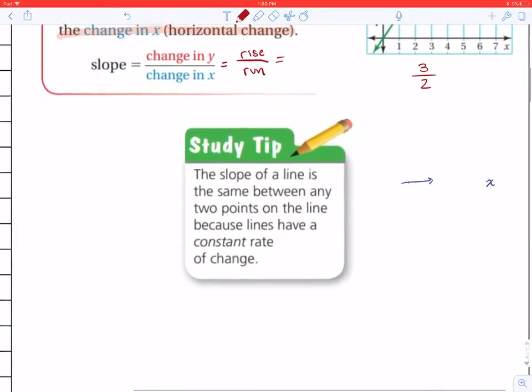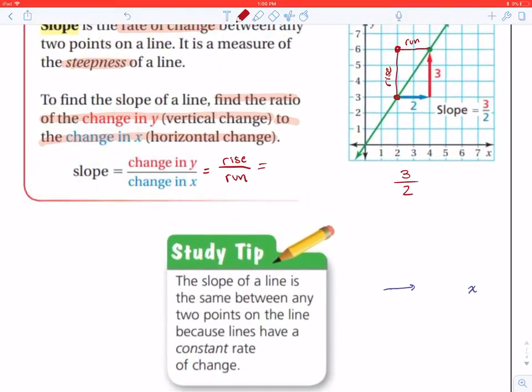So just a study tip. The slope of a line is the same between any 2 points on a line, because lines have a constant rate of change. So if this line on the graph described the speed of a car, as you can see, it's not changing at all. There's no changes in the graph, which means there's no changes in the speed. So no matter at what point you decide to look at the car, it's always going to have the same rate of change, which means it's always going to have the same slope.